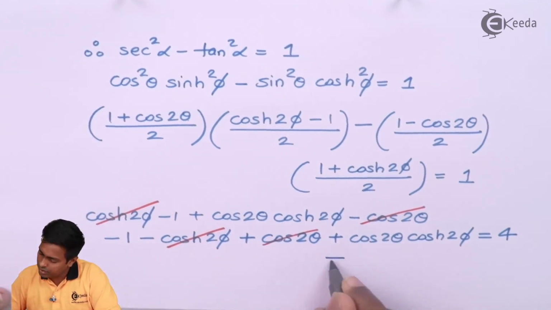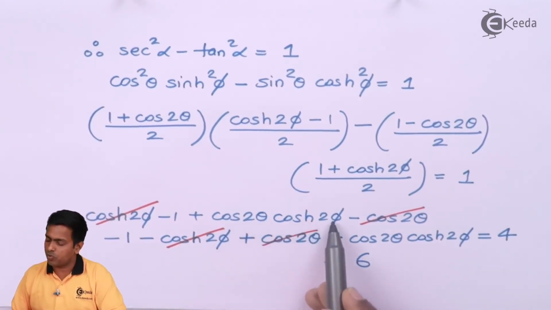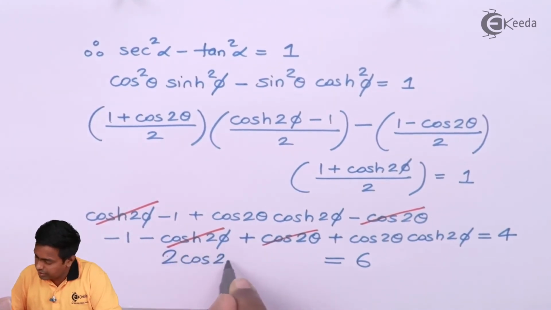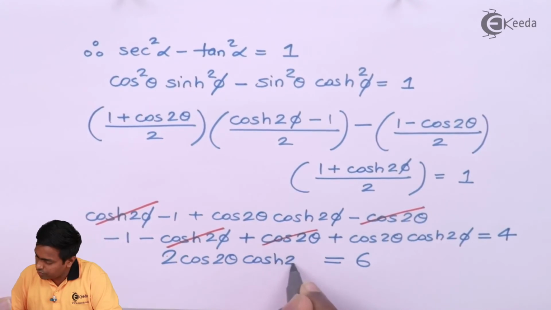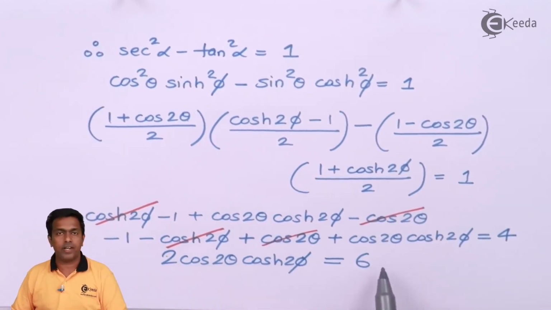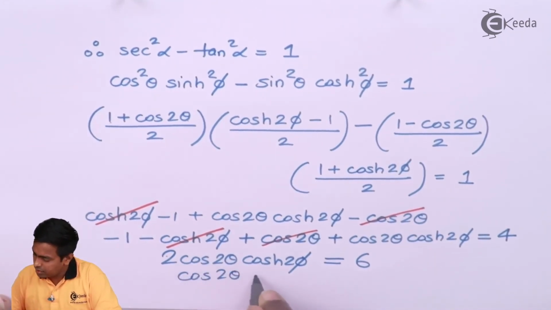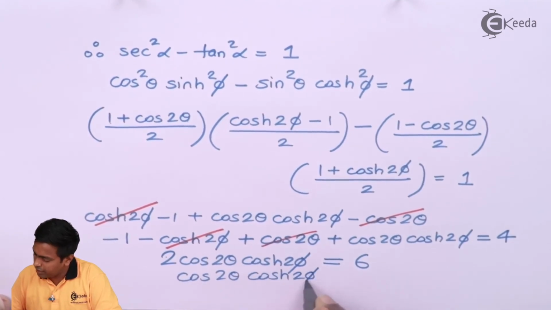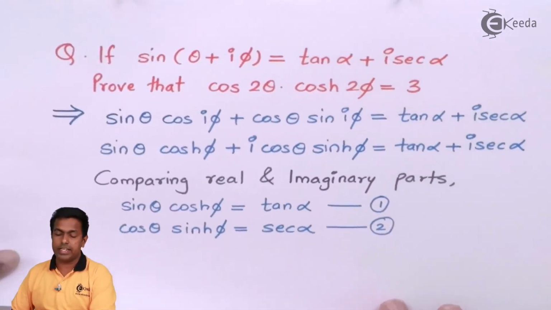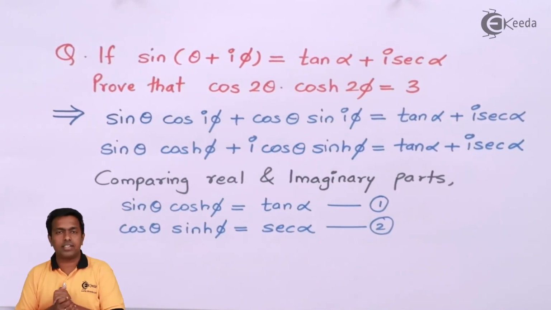Here I'll write it down. It will be 6. On the left hand side, cos 2 theta hyperbolic cos 2 phi, it is given 2 times. So we'll say it is 2 times cos of 2 theta into hyperbolic cos of 2 phi. Next, this 2 will be shifted to the right and we'll divide. So 6 upon 2 will be 3. So we'll get cos of 2 theta into hyperbolic cos of 2 phi equal to 3. And if you see the question, yes, we got the exact solution. So this is how the solution is.